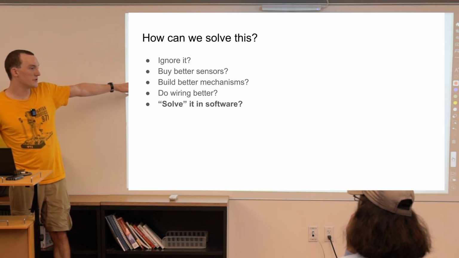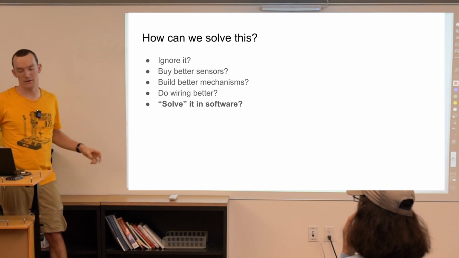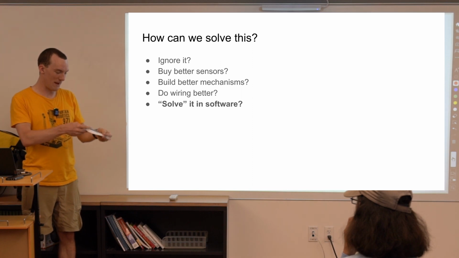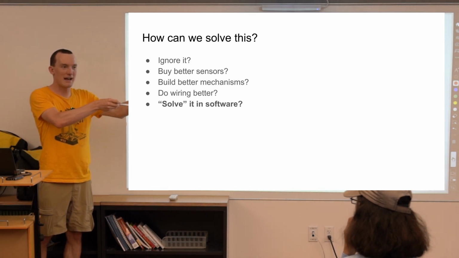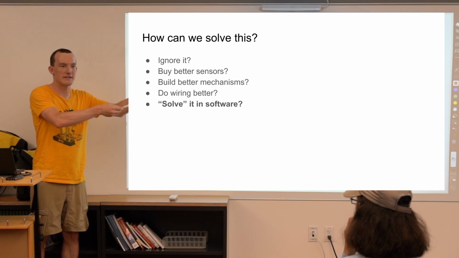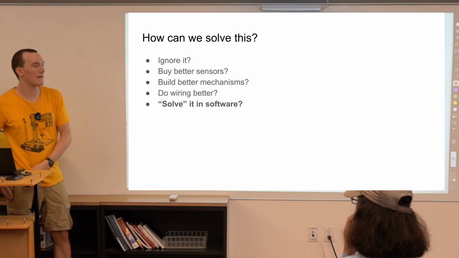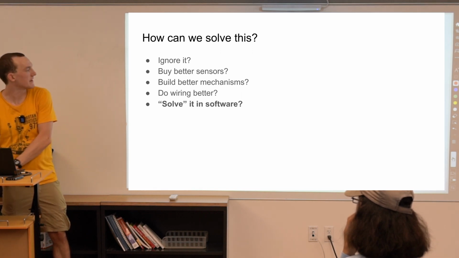You can build better mechanisms. Like if you have a whole bunch of backlash in your mechanism, or something like a really wavy mechanism, and what you care about is where the end point of the mechanism is, and your encoder is back here, then you're going to have trouble controlling the end point of the mechanism because you don't actually know where it is. So if you can build a stiffer mechanism, then your encoder or whatever sensor you're using will give you a better idea of what is happening.